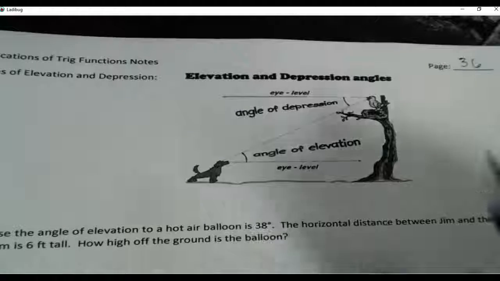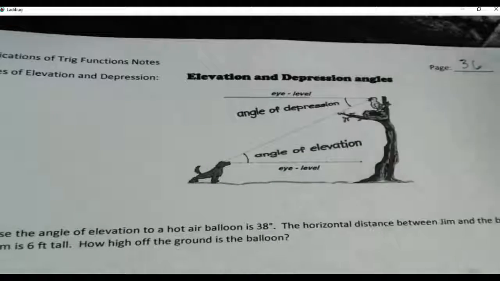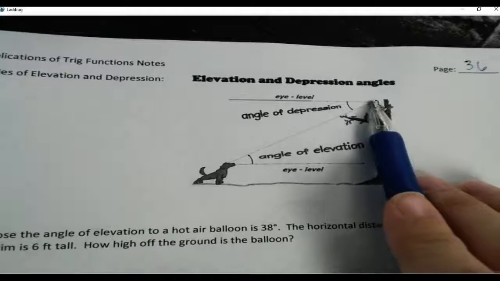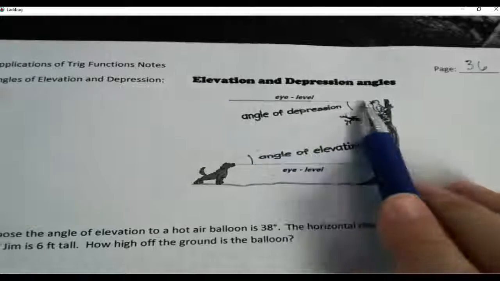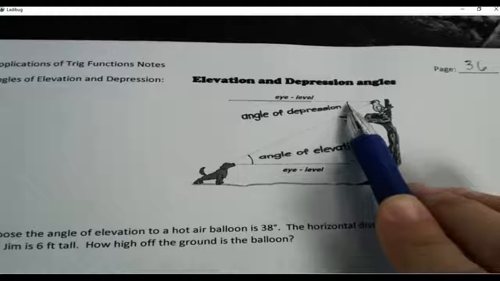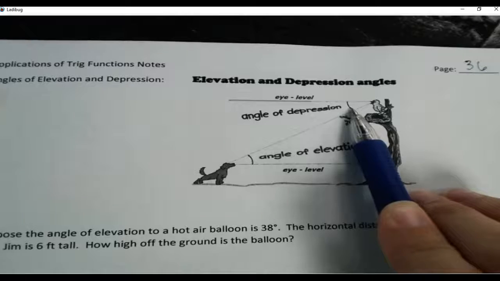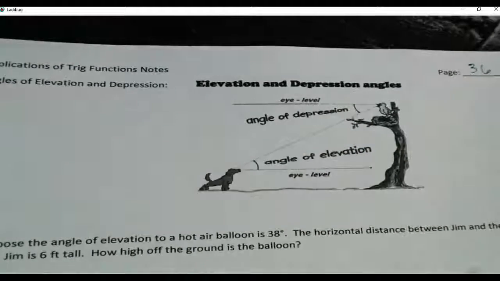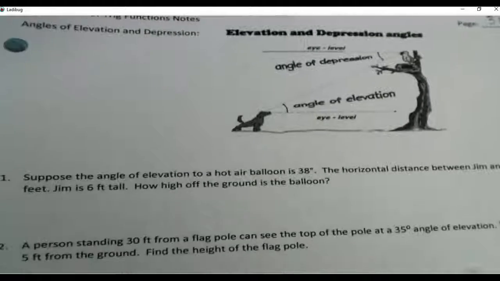The one that's kind of different is angle of depression. Angle of depression is when you're up on something and you're looking down at something. If we're talking about this bird, again, if he's just looking straight, this is his eye level. But if he's looking down at the dog, this is the angle of depression. Some people get confused on that, but you're always drawing from the eye level, and then if they're looking up or looking down. So let's do number one.